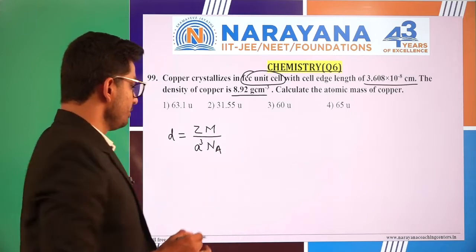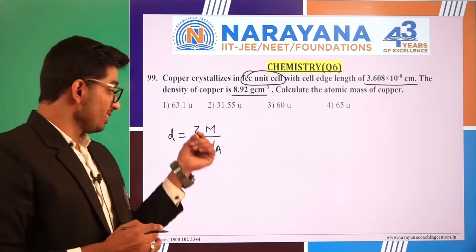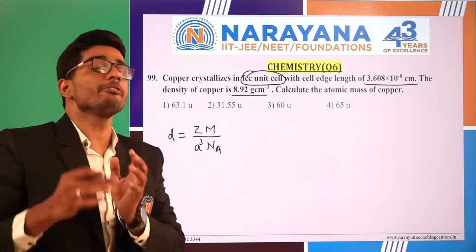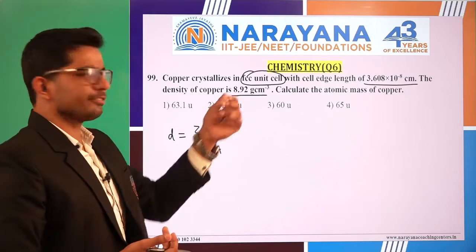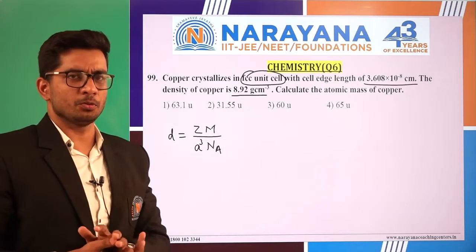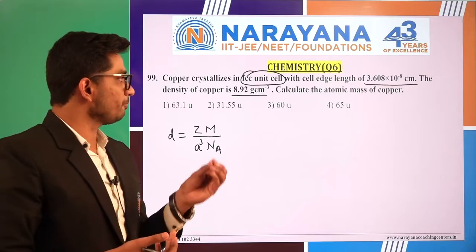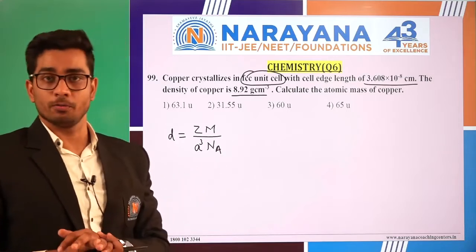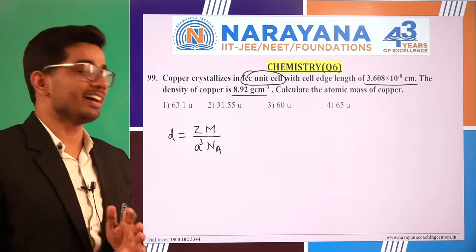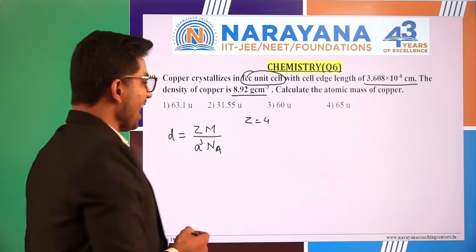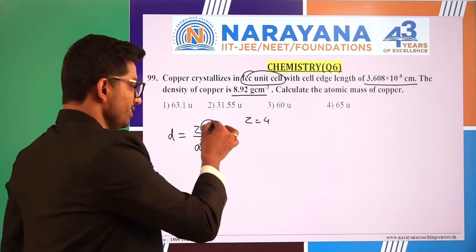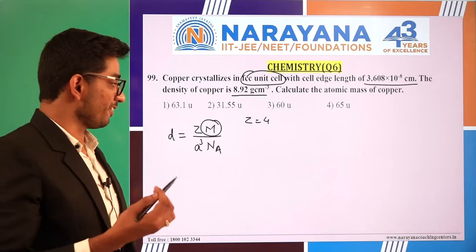So here, what are the parameters, what are the terms? Z is the effective number of atoms present in the unit cell, and for FCC, you must be knowing that the Z value is 4. 4 atoms make up the entire FCC. So Z here is 4. Fine. We have to get the molar mass. This is the molar mass taken in gram per mole.